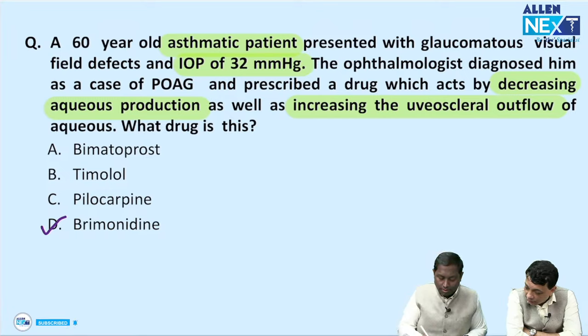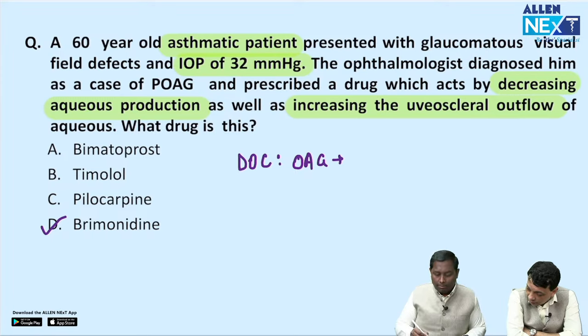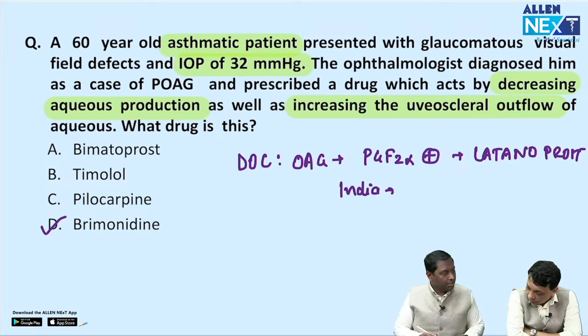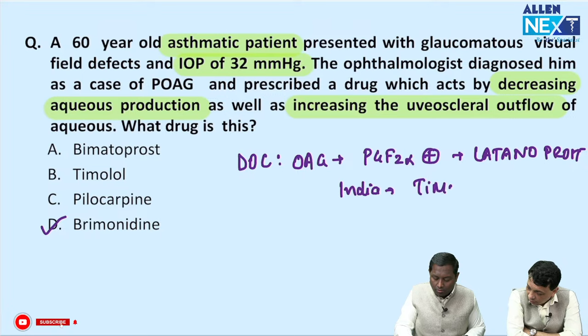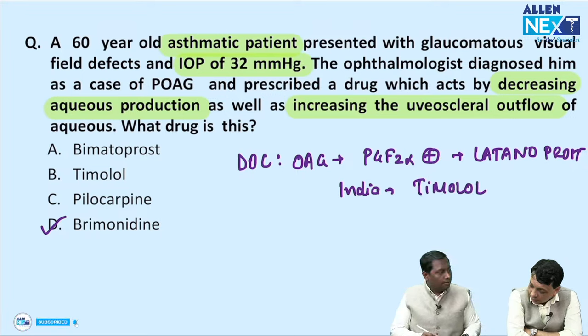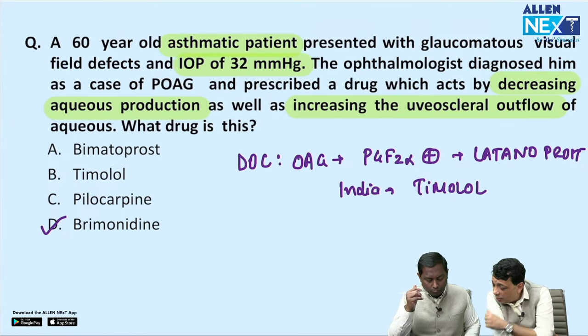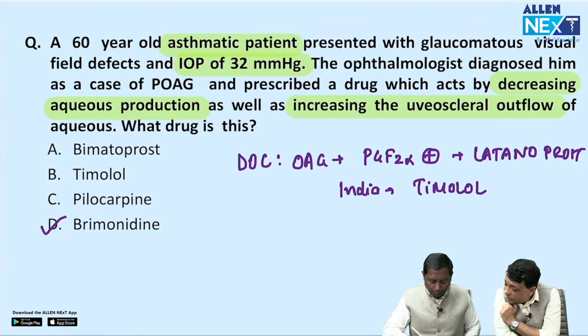Now, always remember two important questions. Drug of choice for open angle glaucoma is the PGF2 alpha analog, that is going to be latanoprost. But if the question changes to drug of choice for open angle glaucoma in India, I think, sir, we write the answer as timolol. Actually, sir, we usually do not ask about India, because after all, India is not separate from the rest of the world.